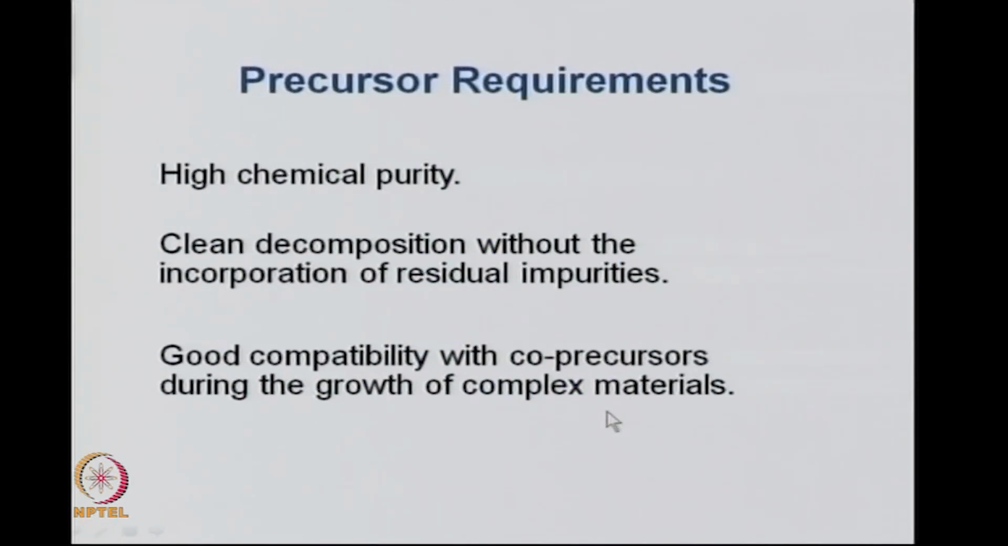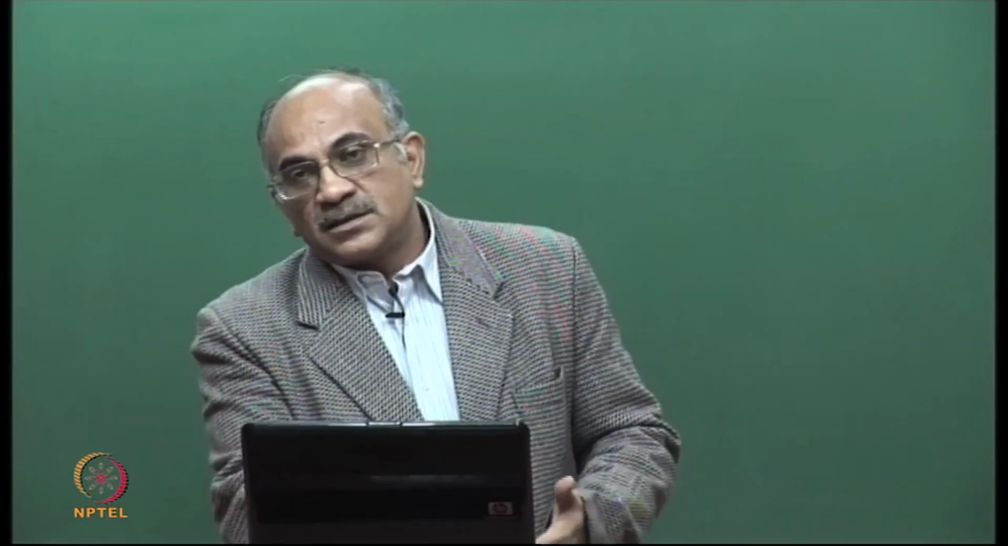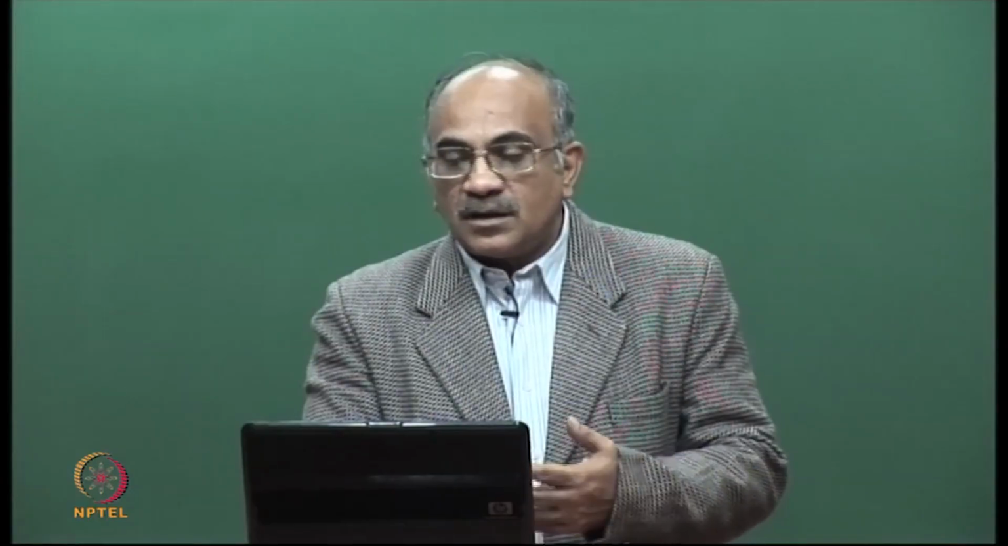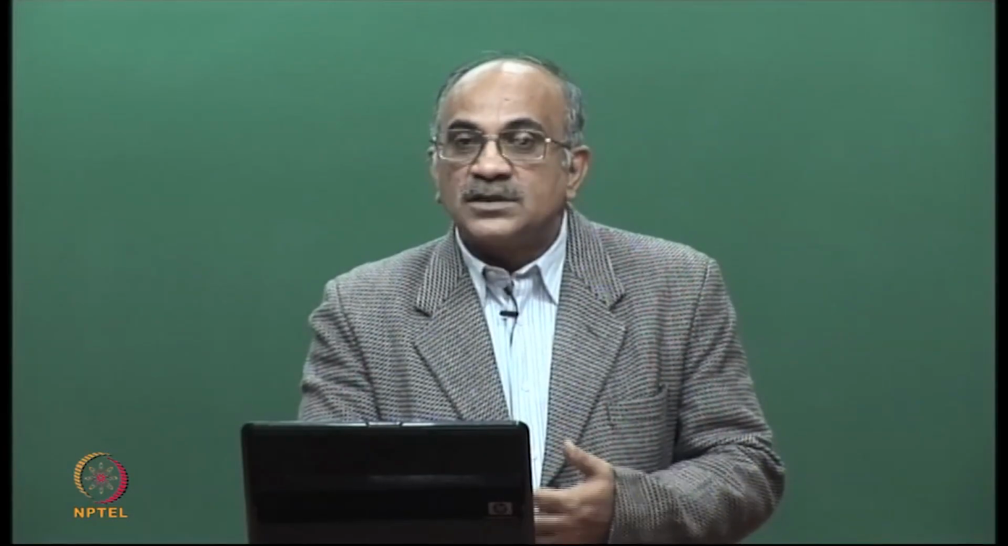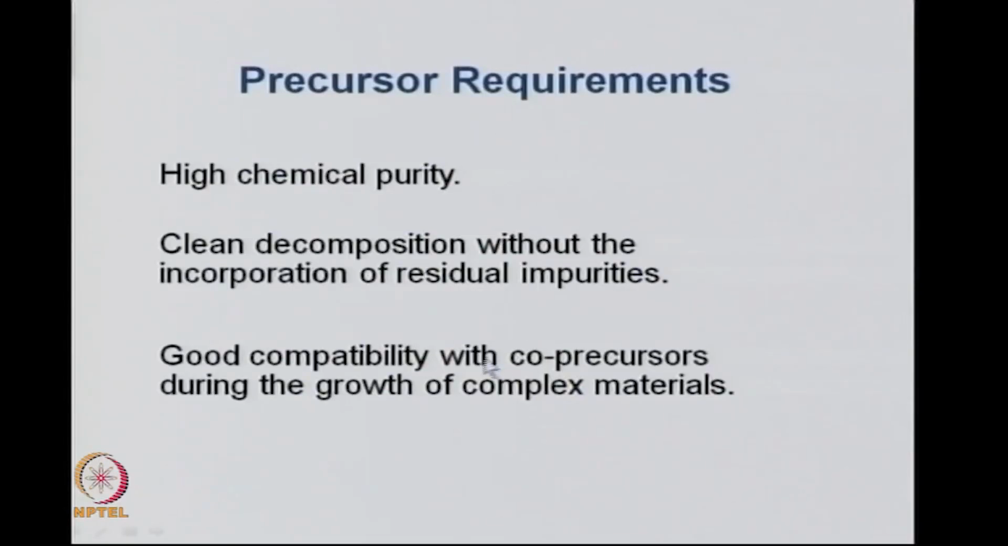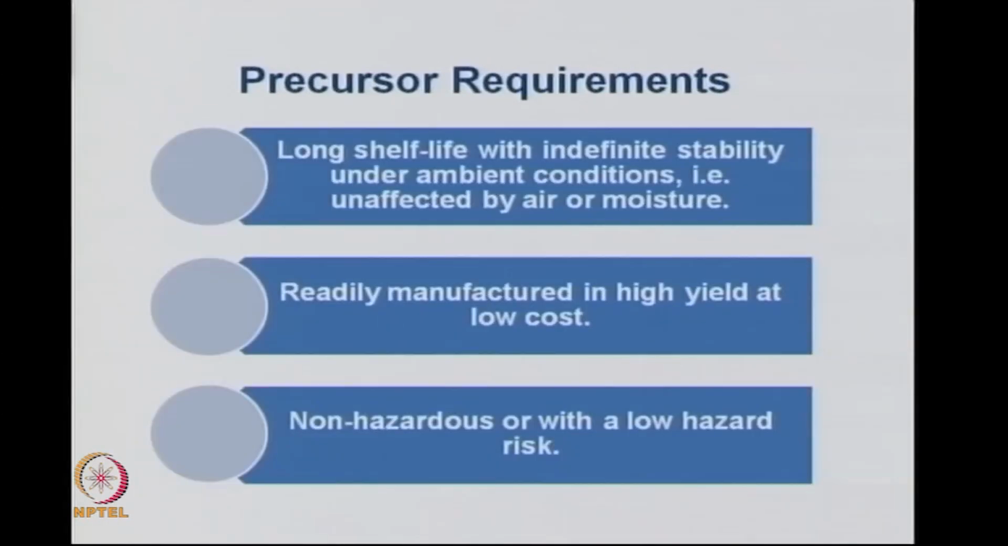So, materials which have two metals or three metals, or two metals and oxygen, or carbon dioxide has to be injected to make a carbide, or nitrogen for a nitride. These co-precursors should be compatible among themselves. This is an important point. Of course, I mentioned high chemical purity and also the clean decomposition. There should be no other impurities which solidify on the surface of the substrate.